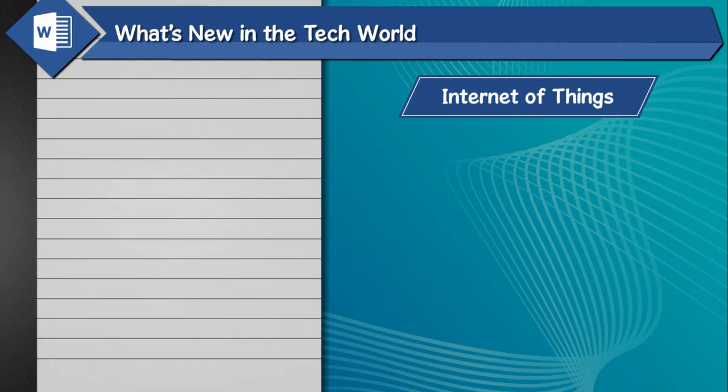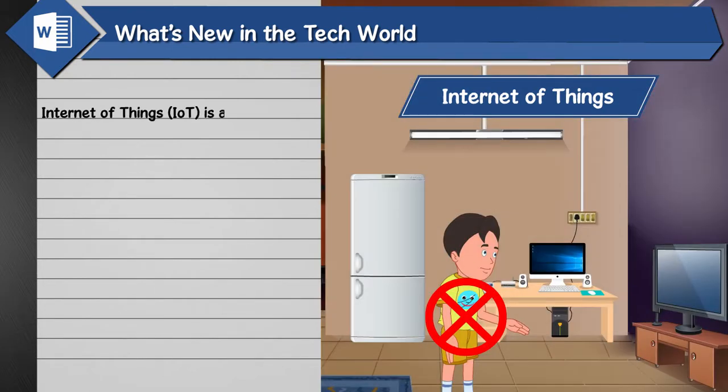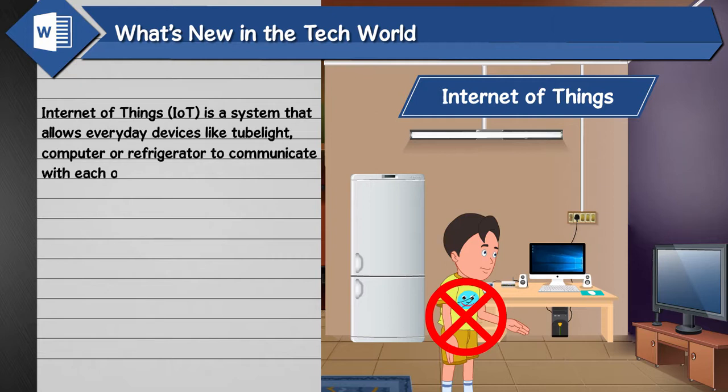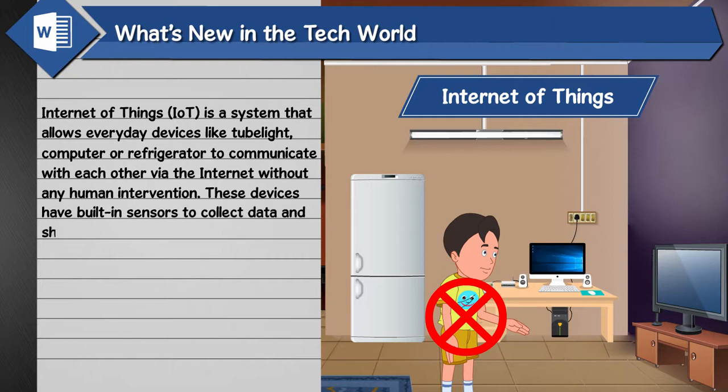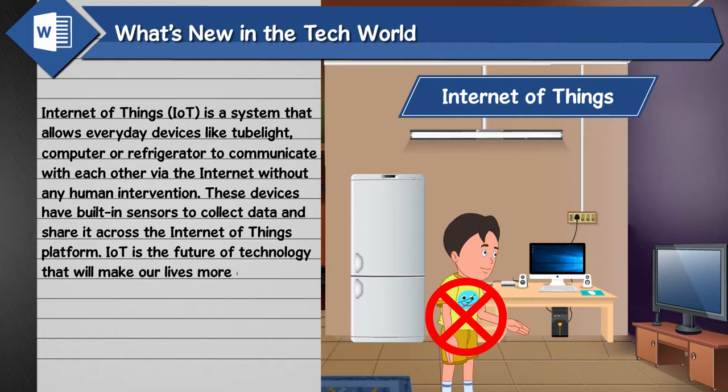Internet of Things. Internet of Things, IoT, is a system that allows everyday devices like tube light, computer or refrigerator to communicate with each other via the Internet without any human intervention. These devices have built-in sensors to collect data and share it across the Internet of Things platform. IoT is the future of technology that will make our lives more efficient.